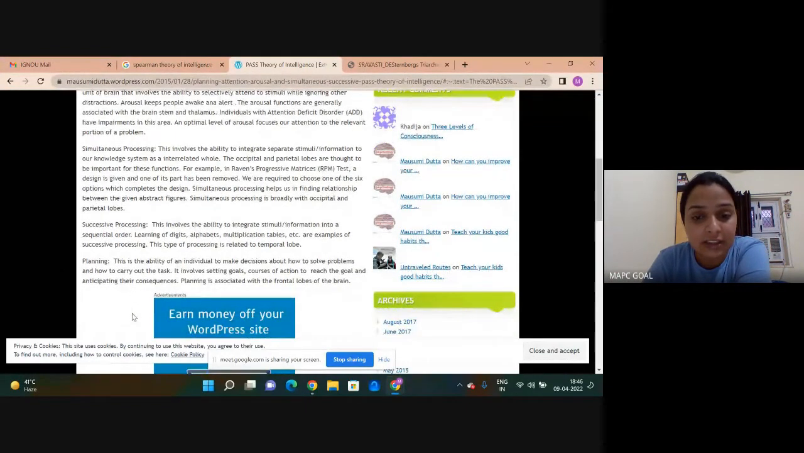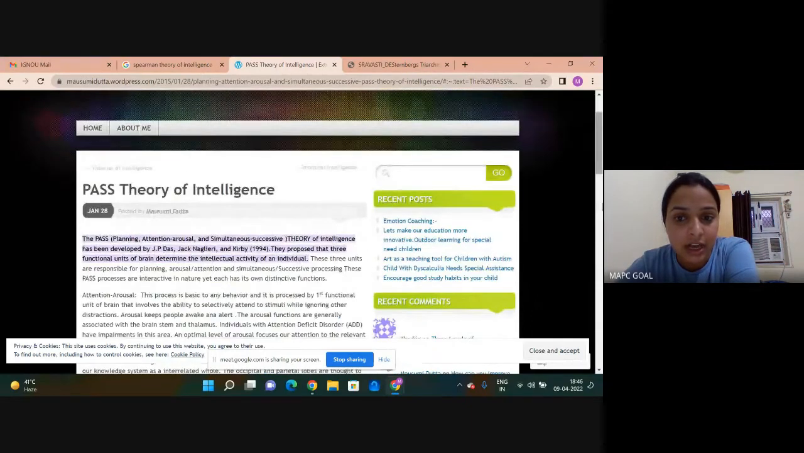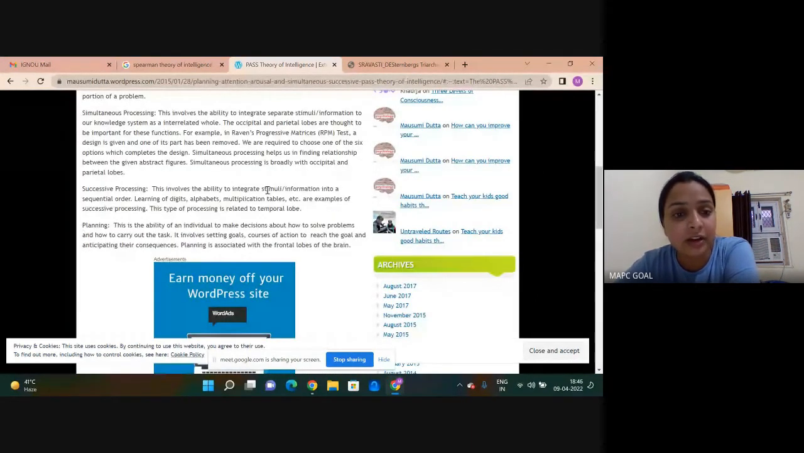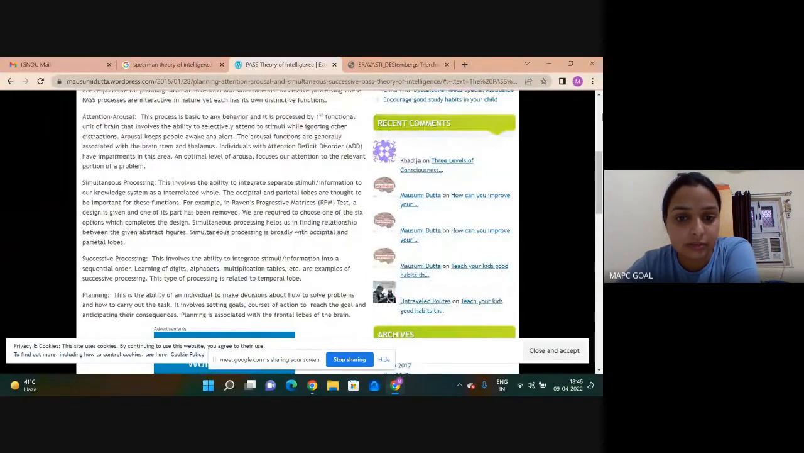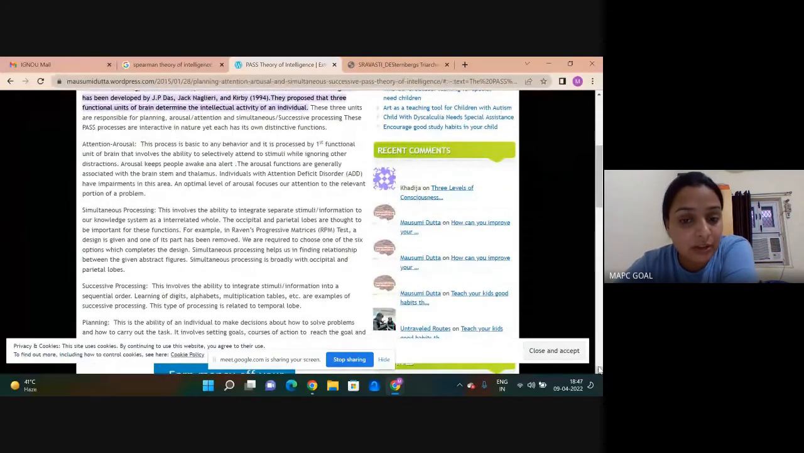And then planning. As the name itself suggests, all this is done by the frontal lobe. To solve any problem, to make any decision, or to carry out any task, we have to make plans. All this is done by the frontal lobes. So basically they have tried to explain that our frontal lobe is involved in planning, and for attention, our occipital lobe is involved. Then the parietal lobe is responsible for simultaneous processing.